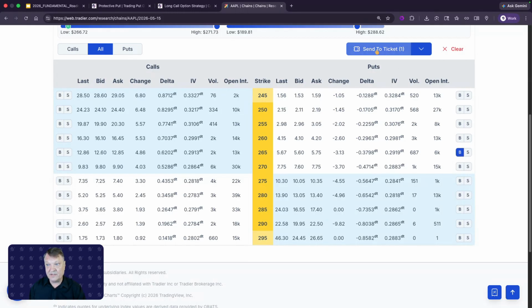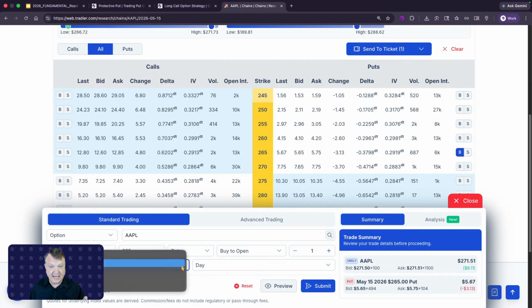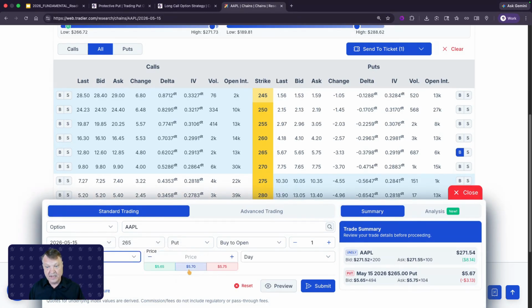And when we send this to the ticket, we're going to have Apple, and it's going to highlight that it's a put, and we're buying to open one. And this is very important. If you're trading options, not like stocks, you almost always put a limit order in. And we're going to say, based off of where that market is at, we see that the midpoint for this option contract is $5.70. That is the valuation of this option contract.